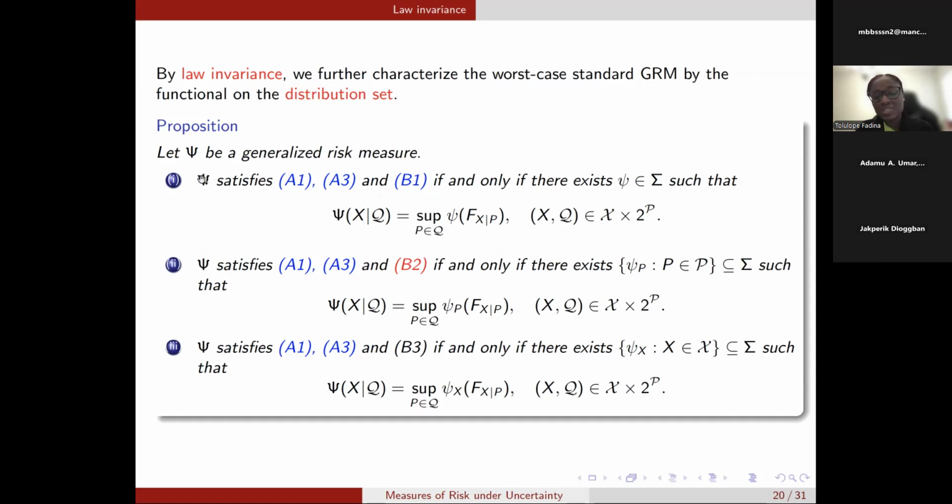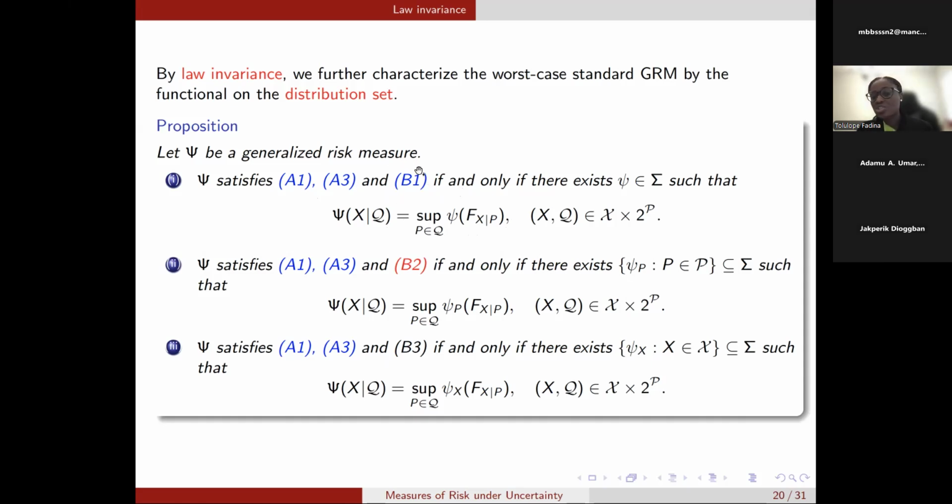So we said that if psi, which is our generalized risk measure, satisfies A1, which is monotonicity, and A3, which is the scenario upper bound, and the strong law invariance, if and only if there exists this traditional law invariance such that we have this representation. And to establish this, it follows from this property. If you remember again, my generalized risk measure, the representation is what we have here, equals this sup, but instead of this, we have this psi of x given p. That is what we have here. And if A1 and A3 hold, we're going to have that representation.